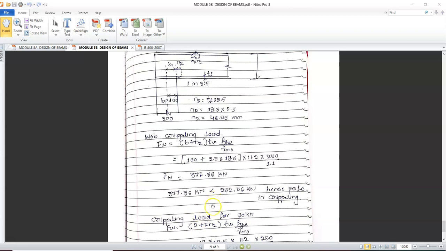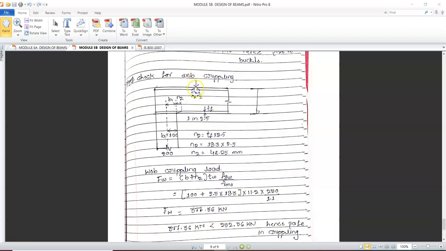Now coming to N2, here it is taken as 2 N2 because this load will disperse on either side, on the left side as well as the right side. This will be similar to the distribution of load from a column to the footing.